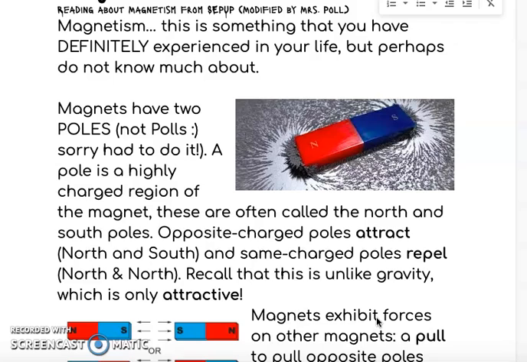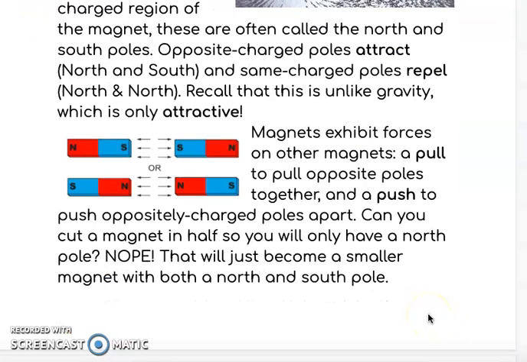Recall that this is unlike gravity because gravity is only attractive. Gravity does not repel. Magnets exhibit forces on other magnets. So they pull. If there's opposite poles, they're being pulled together. And pushes happen when they're the same charge and they're trying to repel. Here's an example where push happens and pull happens.